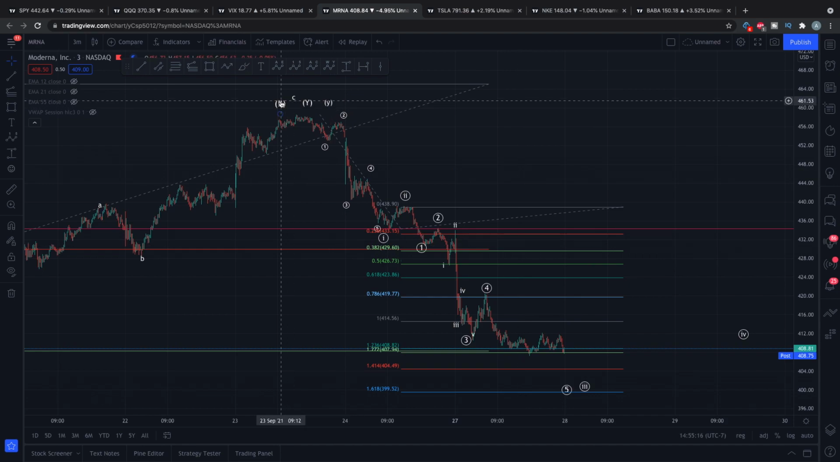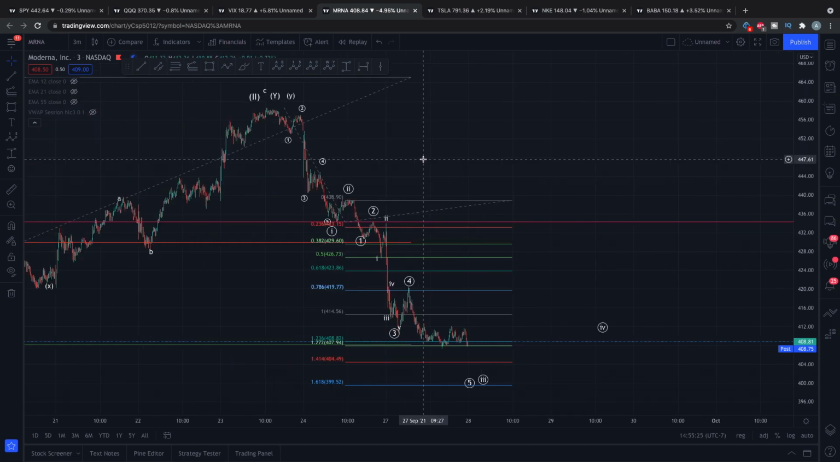And last time I was in this video, I was talking about the stock. We were sitting right around here, and I was saying that I was looking for that impulsive sell-off for the wave 3 of the C, and we did get that. So it looks like it's confirming our count and looking good so far.